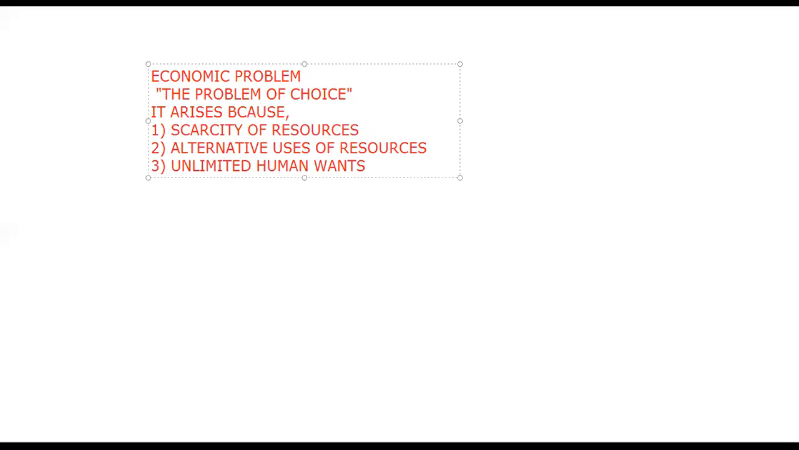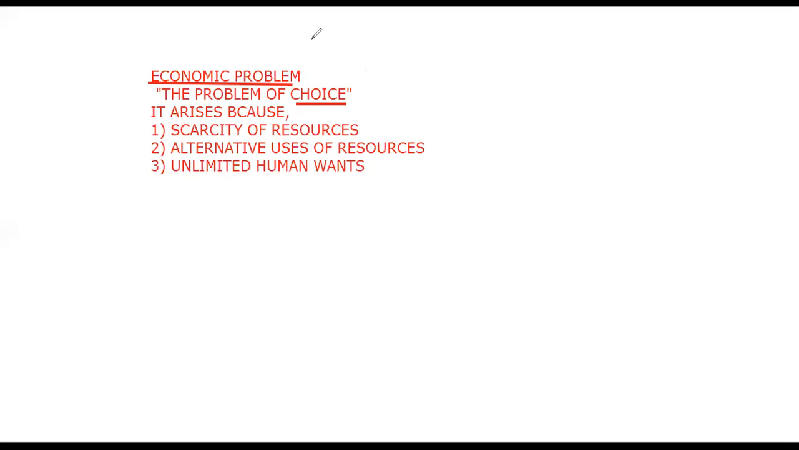Economic problem is basically the problem of making choices. But why do we need to make the choice? Why does it arise? For that question we simply say, because of these three reasons. One reason is that it arises because of scarcity of resources. The very first reason is the scarcity of resources, and due to the scarcity of resources it arises.